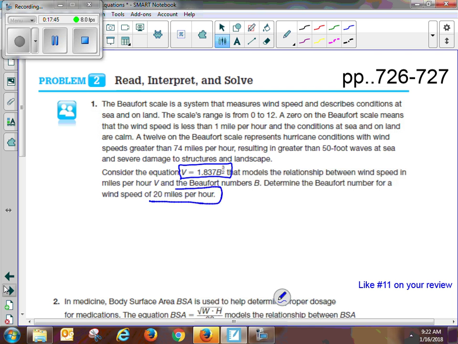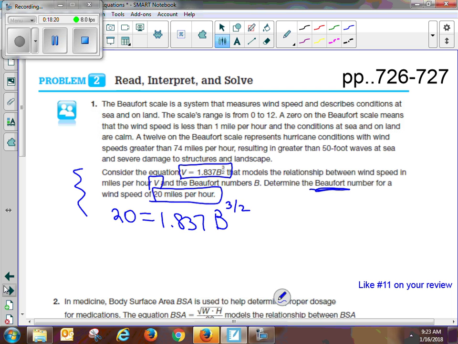So we've got this 20 miles per hour, and what do you think you're plugging that in for, V or B? All you have to do is look at this paragraph. Where are you putting the 20? I'm going to plug it in for the V, and that way I can find B. Since it says determine B, don't you know? So that's kind of telling me B is going to still be in my problem. So let's do the math. So this says 20 equals 1.837 B to the 3/2 power.